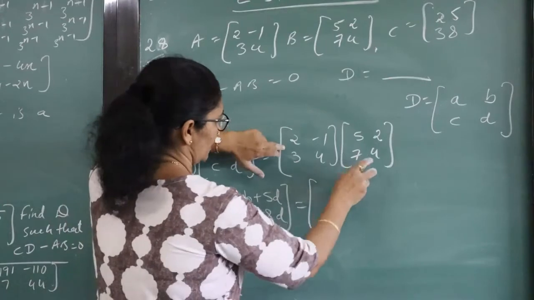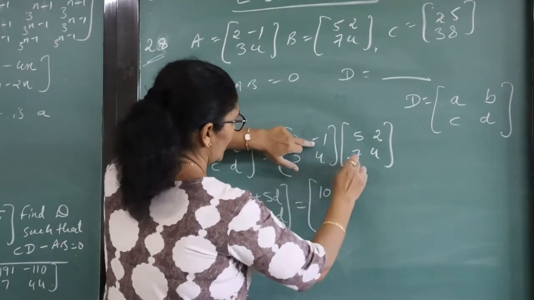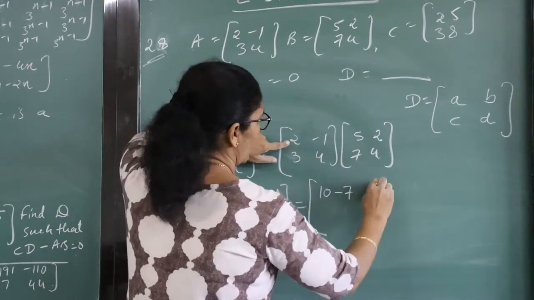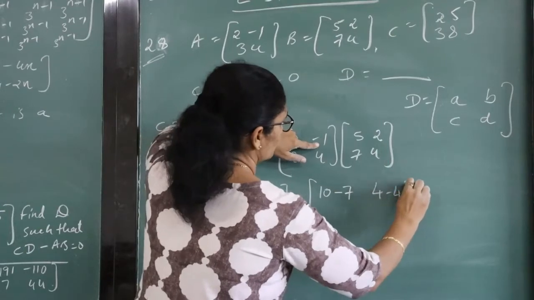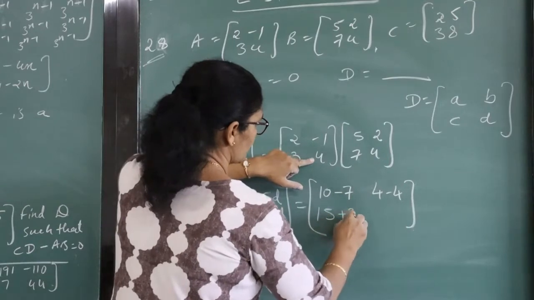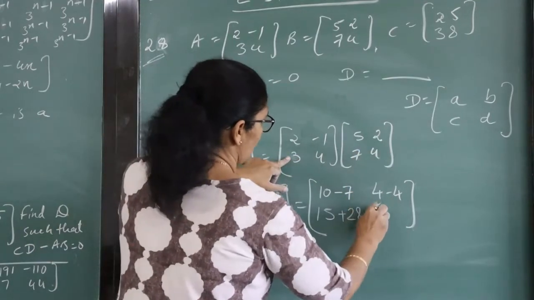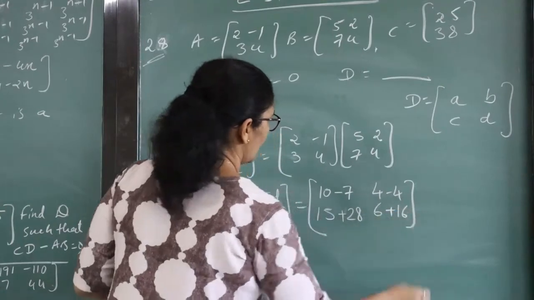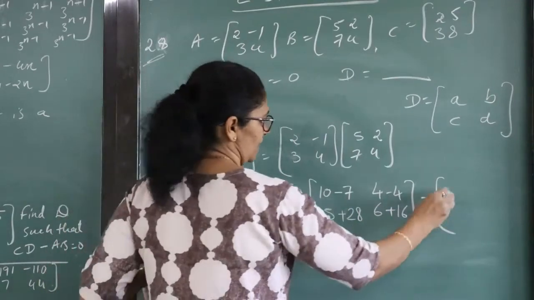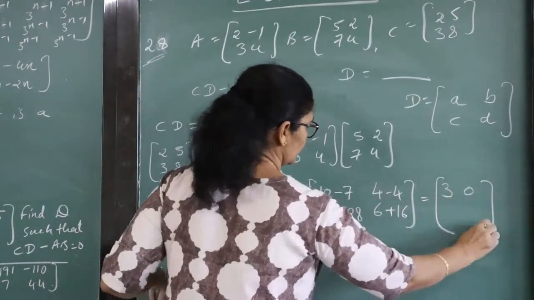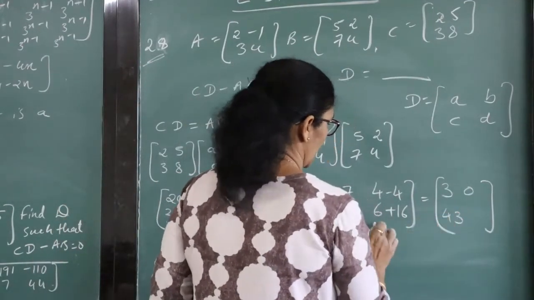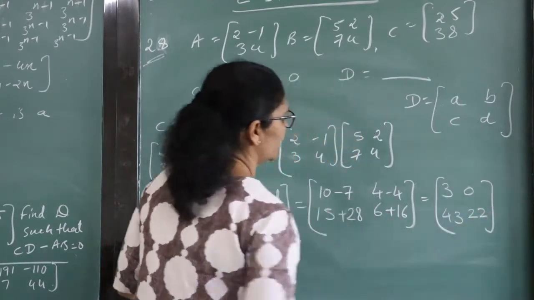Now come to this side. 2 5s are 10, and -1 and 7, -7. First row, second column: 2 2s are 4 and this one -4. Similarly, 5 3s are 15 and 7 4s are 28. 3 2s are 6 and last 4 4s are 16. Now let's solve this one. 10 minus 7 is 3, 4 minus 4 is 0. 15 and 28 will be 43 and this one is 22.